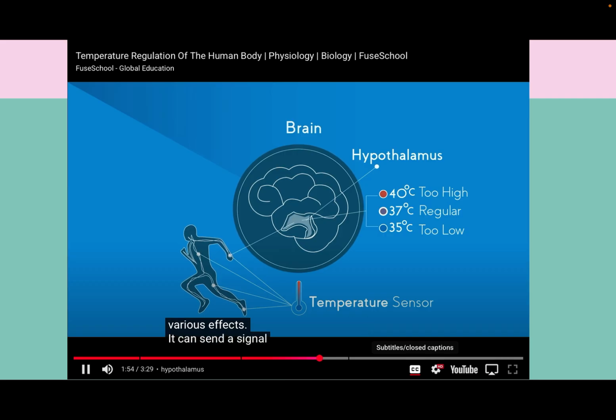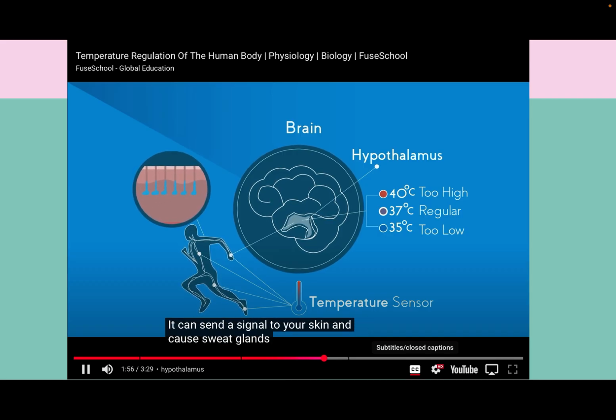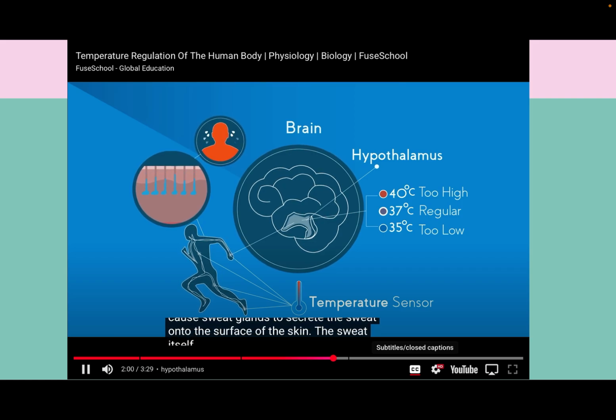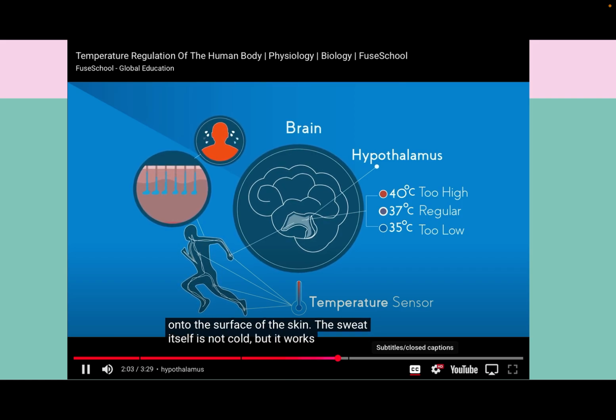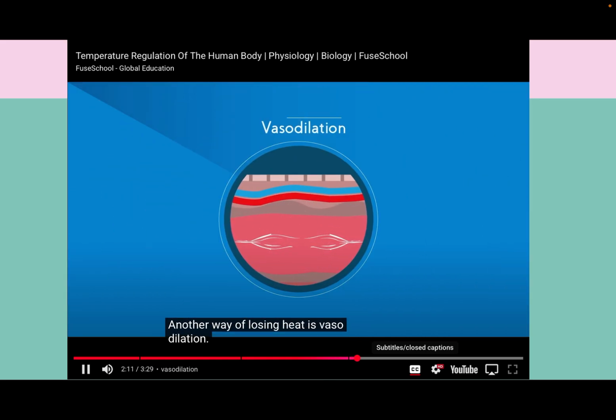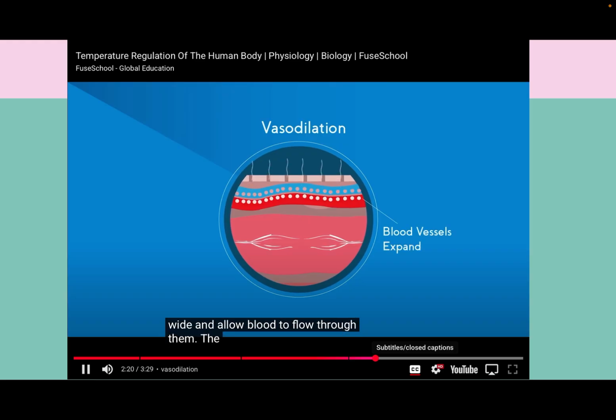It can send a signal to your skin and cause sweat glands to secrete the sweat onto the surface of the skin. The sweat itself is not cold, but it works because it takes the heat away from your body in order to evaporate it. Another way of losing heat is vasodilation. Look how these blood vessels nearest the surface of the skin open wide and allow blood to flow through them. The heat is radiated from the blood into the air and the blood cools down.